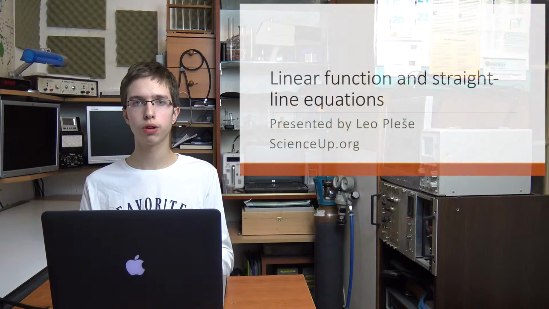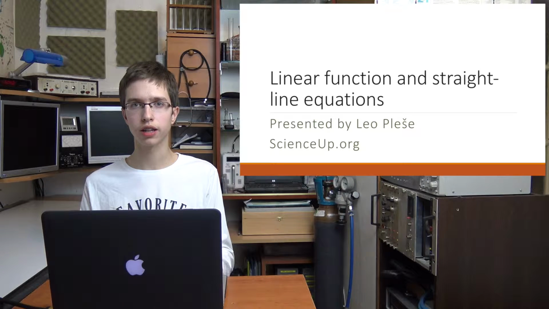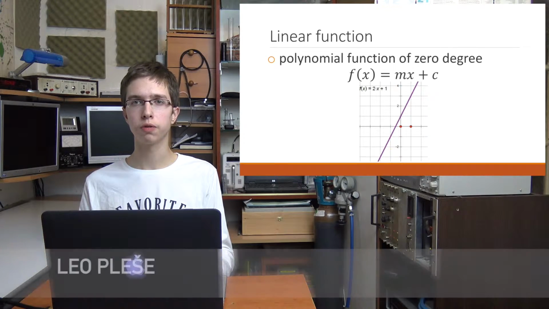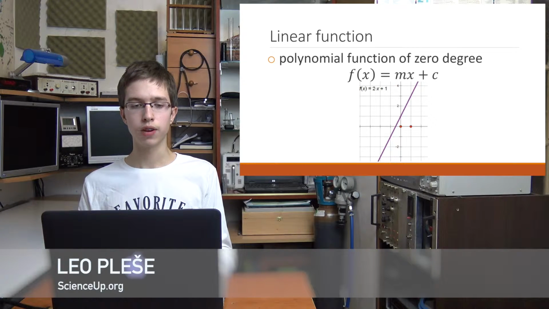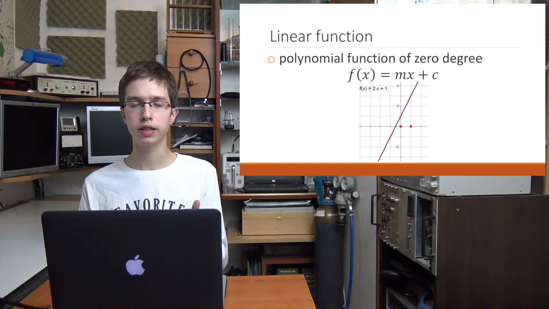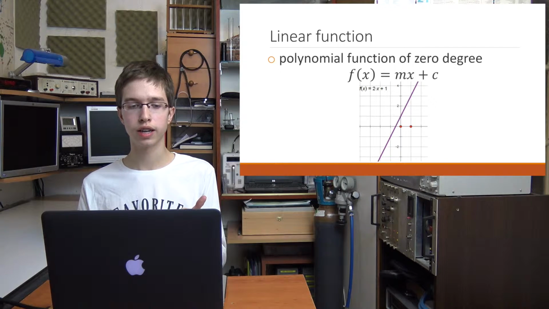Today we're going to talk about linear function and straight line equations. Linear function is a polynomial function of degree 1. It is marked with f of x or any other letter of the alphabet, but here f indicates function. And it is m times x plus c, where m and c are coefficients. m is called the straight line slope or gradient, and c is called the y-intercept. On this picture is an example: f of x is 2x plus 1.